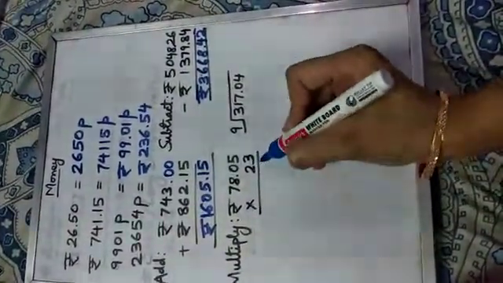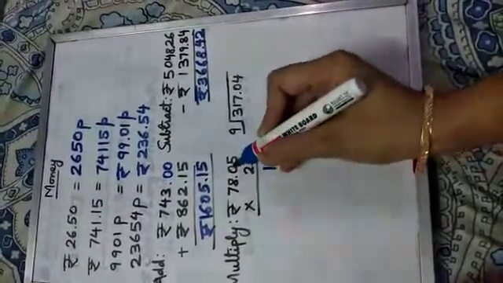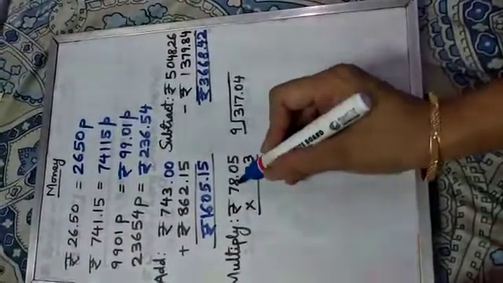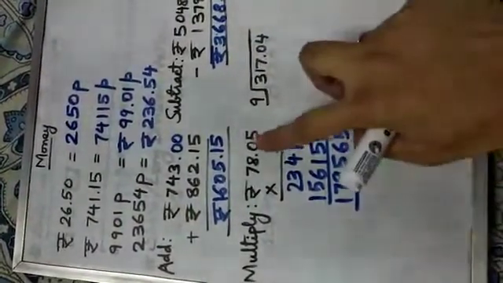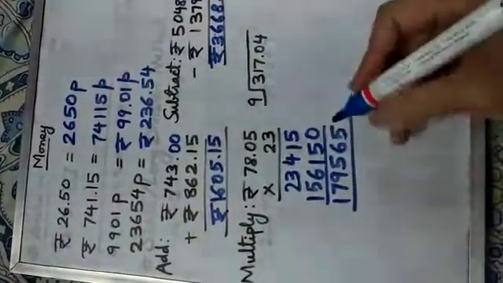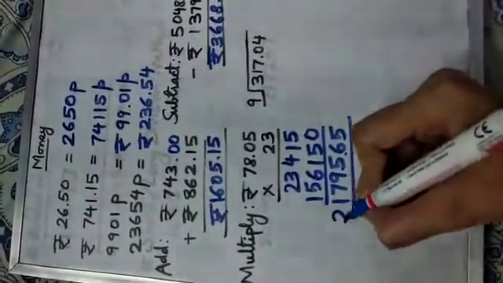Multiplication, 3 5s are 15, carry 1, 3 zeros are 0, 0 plus 1 is 1, 3 8s are 24. So once we multiply normally, after that we will put the decimal after 2 digits from the right hand side. So this is your answer in rupees.